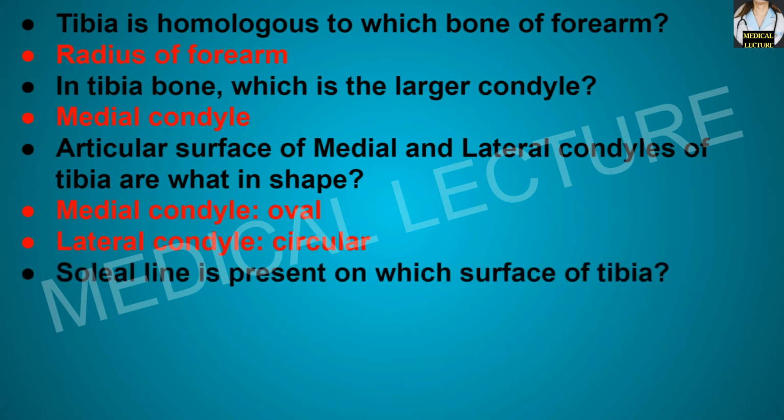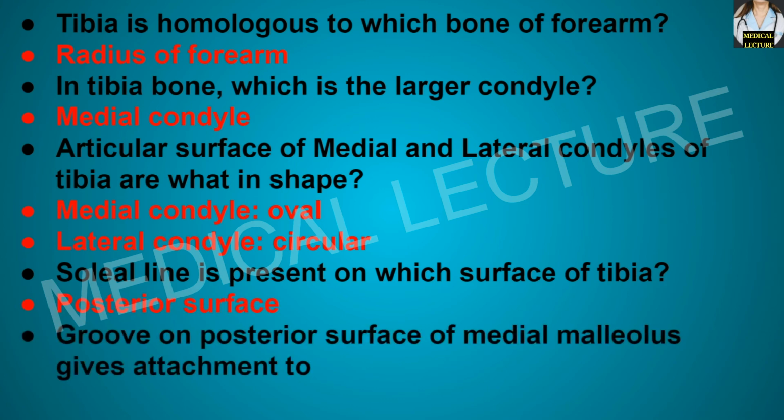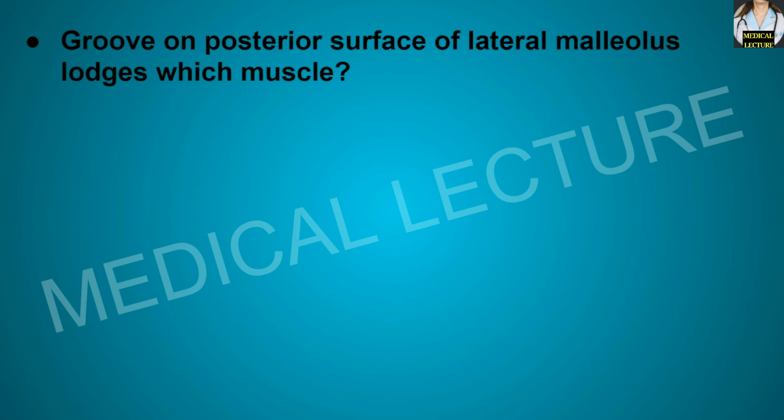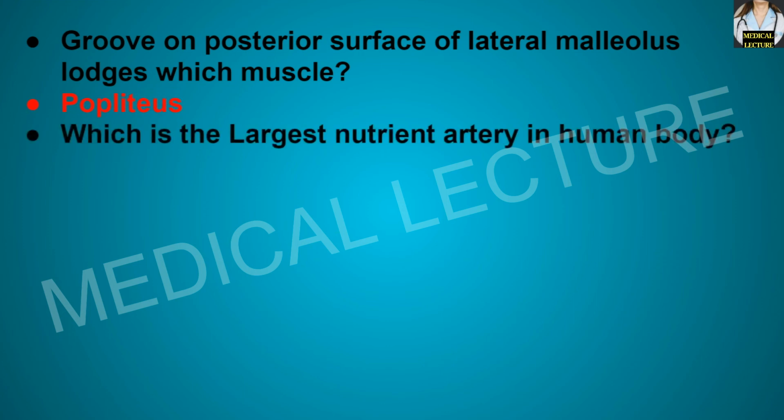Soleal line is present on which surface of the tibia? Posterior surface. Groove on the posterior surface of the medial malleolus gives attachment to semimembranosus. Groove on the posterior surface of the lateral malleolus lodges which muscle? Popliteus. Which is the largest nutrient artery in the human body? It is the nutrient artery of the tibia.